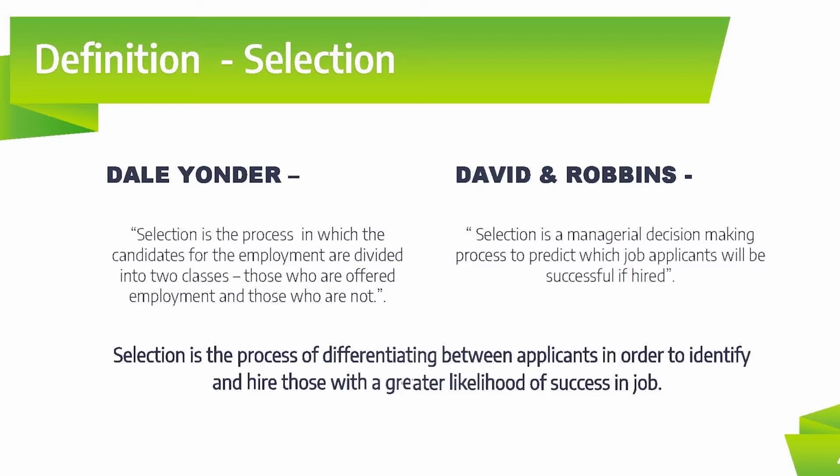According to him, selection is the process in which the candidates for the employment are divided into two classes, those who are offered employment and those who are not. And Stephen Robbins says selection is a managerial decision-making process to predict which job applicants will be successful if hired. So, selection is a process of differentiating between applicants in order to identify and hire those with a greater likelihood of success in job.